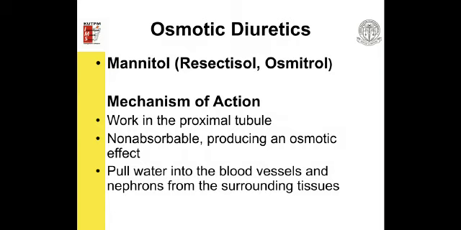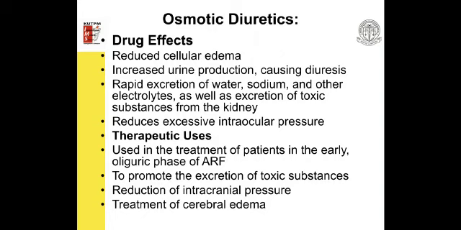The osmotic diuretics, like mannitol, are plasma expanders. They work in the proximal convoluted tubule. They are non-absorbable and produce an osmotic effect. They pull water into the blood vessels and nephron from the surrounding tissues. These osmotic diuretics reduce cellular edema and increase urine output by causing diuresis. They reduce excessive intraocular pressure. Therapeutically, they are used in patients in the early oliguric phase of acute renal failure. They promote the excretion of toxic substances. They reduce intracranial pressure, and they are also used in the treatment of cerebral edema.